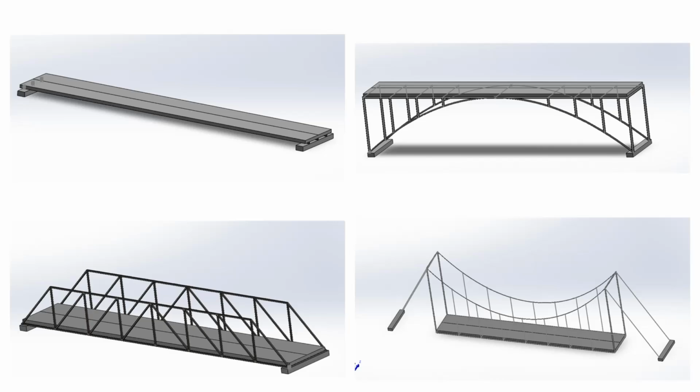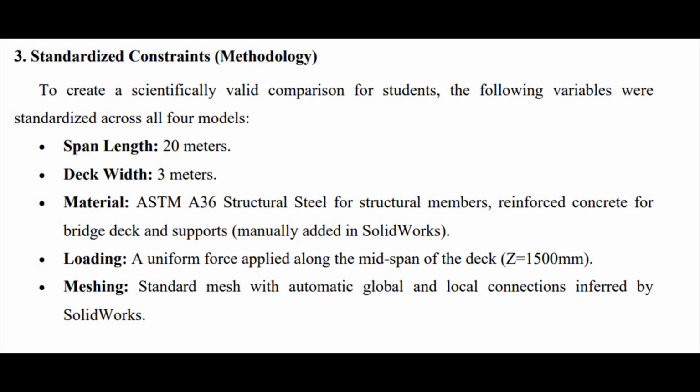Instead of just modeling one bridge, I modeled 4 distinct types of bridges: a beam, a Howe Truss, a tied arch, and a suspension, to visually demonstrate how different geometries manage the same gravity load. My goal is to determine which of these structures is the most efficient for given constraints. To make this a scientifically valid comparison, I had to treat this like a lab experiment. So I established strict control variables.